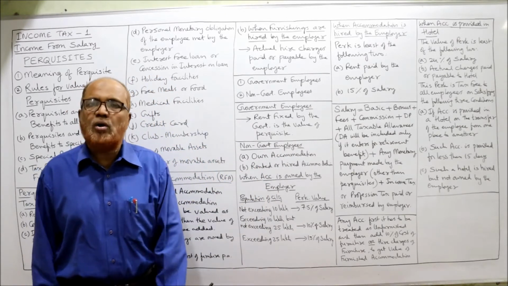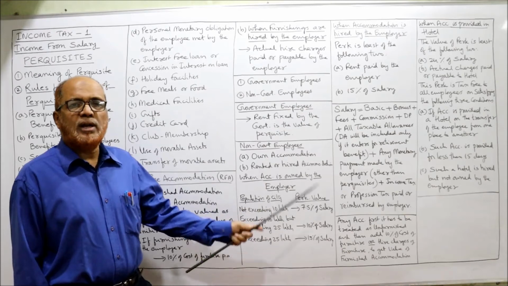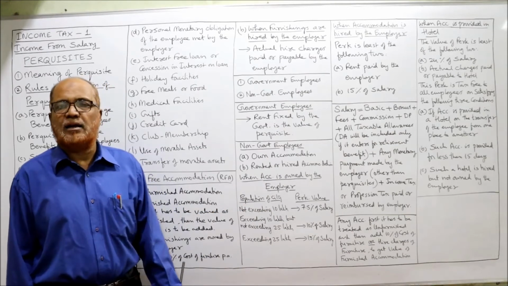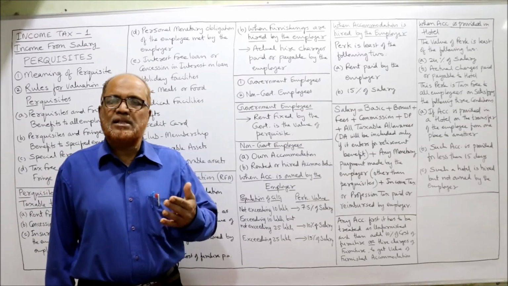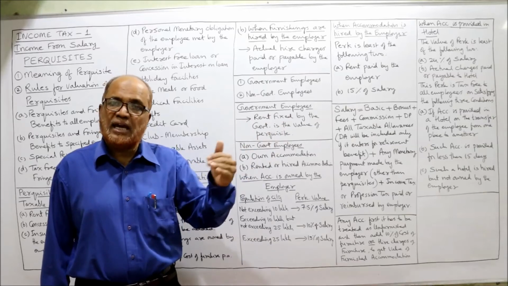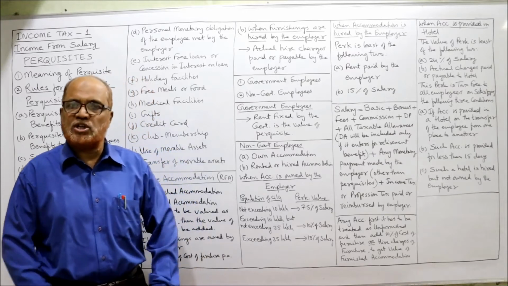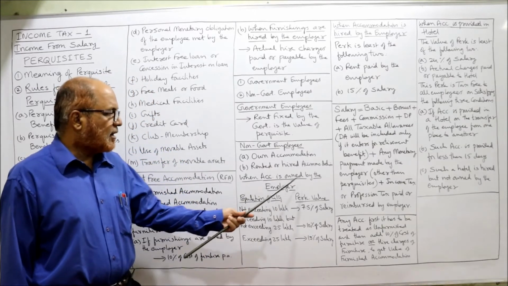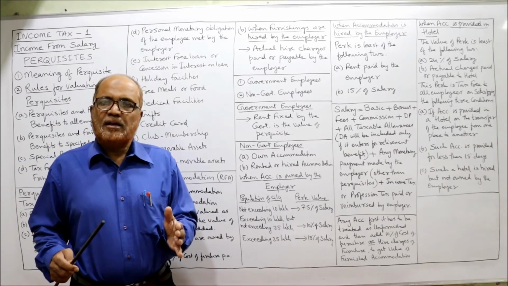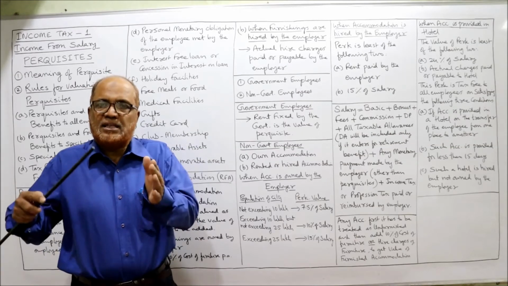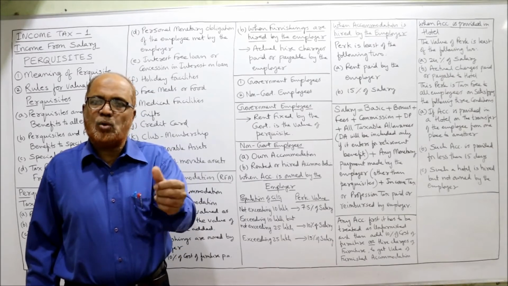Now in case of non-government employees, two situations may arise: own accommodation, or rented or hired accommodation. Sometimes the accommodation is owned by the employer. Sometimes the accommodation is hired or taken on rent by the employer and given rent free to the employee. These two situations may arise. The first situation is when the accommodation is owned by the employer. First case, the company owns the flat and gives this flat to the employees. In simple words, the flat is owned by the employer.